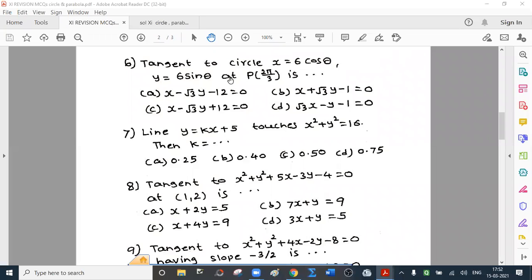Sum number 6. Tangent to the circle x equal to 6 cos theta, y equal to 6 sin theta at P of 2 pi by 3 is. See, these are the parametric equations of circle. One way is to obtain equation in Cartesian form involving only x and y. For that, you have to eliminate theta. In fact, this can be done orally. x square plus y square equal to 36. Or if you know the equation of tangent, you can directly substitute the values. Tell me the answer.